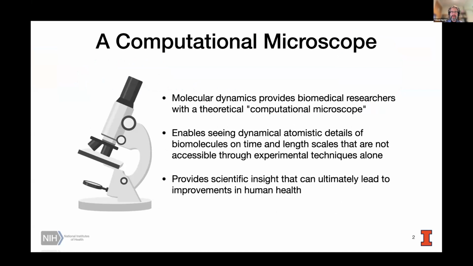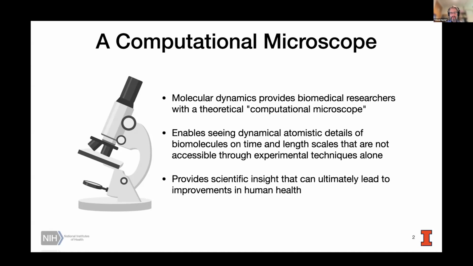First, I want to tell you a little bit about what molecular dynamics is and what it does for us. You can think of it effectively as providing biomedical researchers with a theoretical computational microscope, where you can see the atomistic details of interactions between atoms, on length scales and very fine-grained time scales that aren't accessible through experimental techniques. It ends up providing scientific insight that can ultimately lead to improvements in human health.